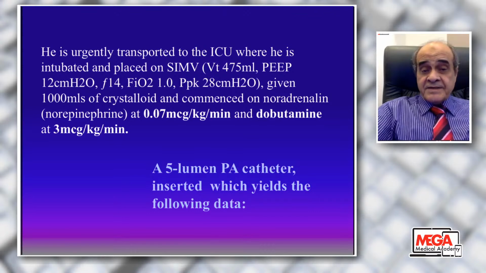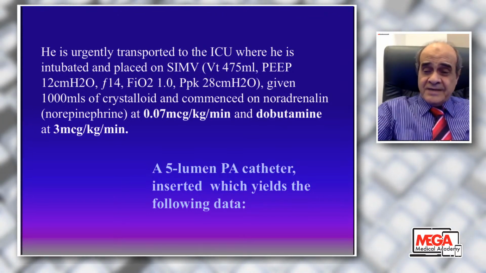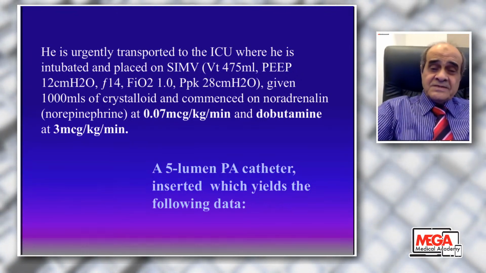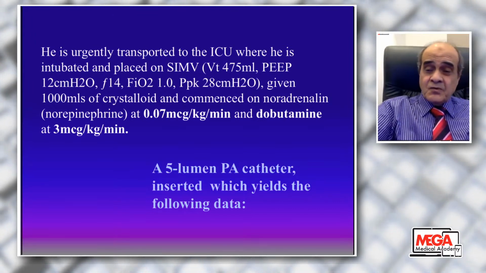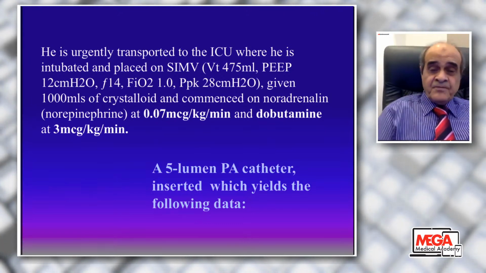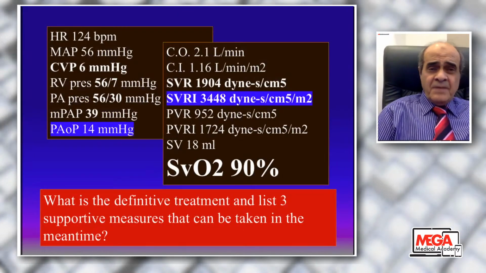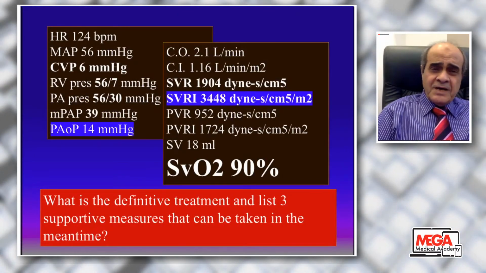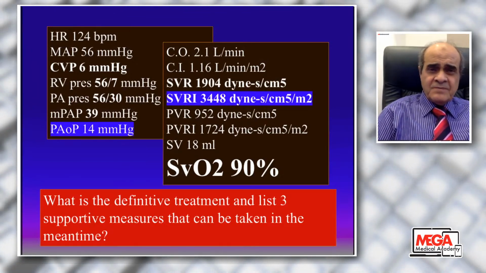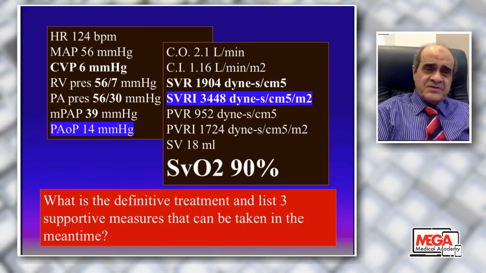A 5-lumen pulmonary artery catheter is inserted, which yields the following data. We are not using the pulmonary artery catheter now, except in situations where there are cardiac problems, refractory hypotension, patients coming from cardiac theaters in great trouble, or during cardiac operations. But in sepsis and so on, we now try to move away from using the pulmonary artery Swan catheter because it may bring more problems than its beneficial effect.